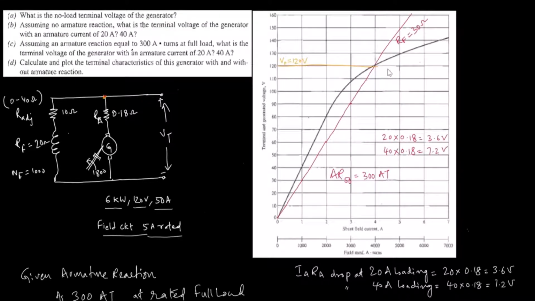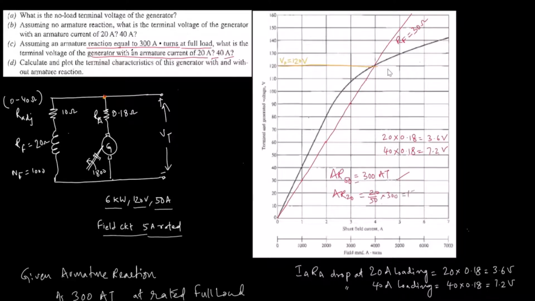Now let us see what happens with armature reaction in the machine. Given armature reaction equals 300 ampere turns at full load, that is, 50 amps is the full load current. Now we need to find the armature reaction at loading conditions of 20 amps and 40 amps. We assume that armature reaction is directly proportional to the load current. So armature reaction at 20 amps is 20 by 50 into 300.